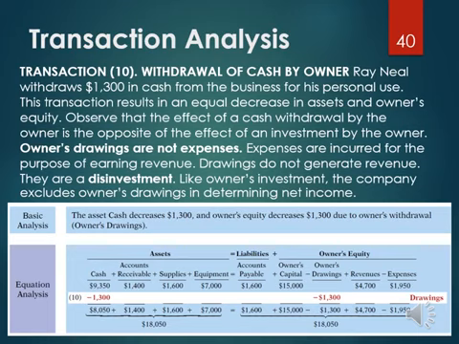Transaction 10. Withdrawal of cash by owner. Ray Neal withdraws $1,300 in cash from the business for his personal use. This transaction results in an equal decrease in assets and owner's equity. Observe that the effect of a cash withdrawal by the owner is the opposite of the effect of an investment by the owner. Owner's drawings are not expenses.